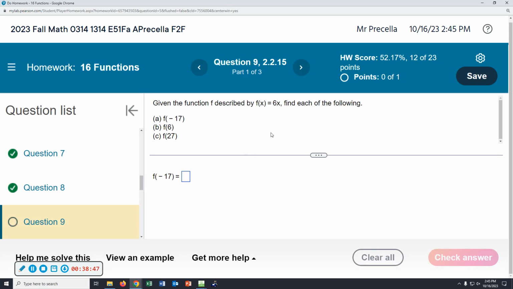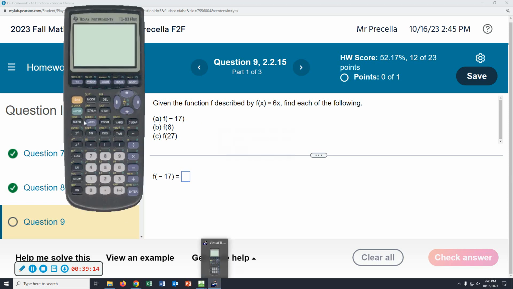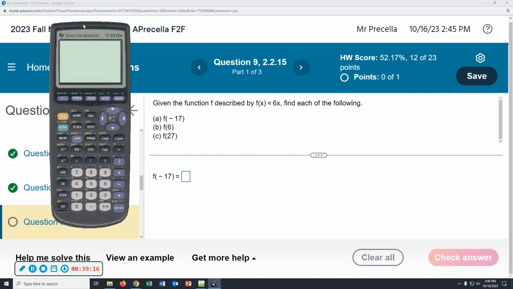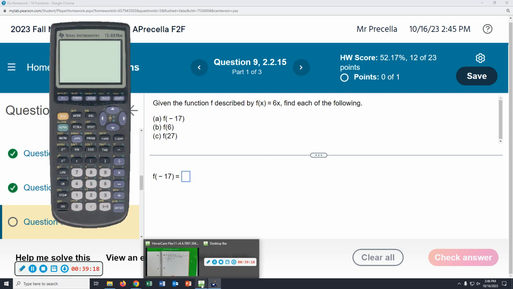Oh, more of these. Okay, number 9. We call it f. Okay, so f of x is equal to 6 times x. And they want us to find f of negative 17, f of 6, and f of 27. I'm going to write them all down. F of negative 17, f of 6, and f of 27.